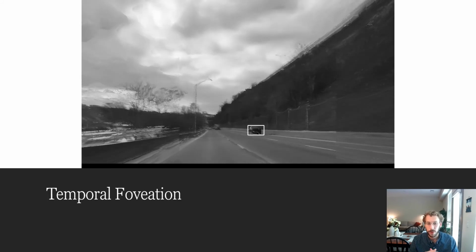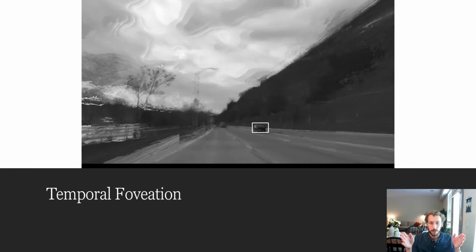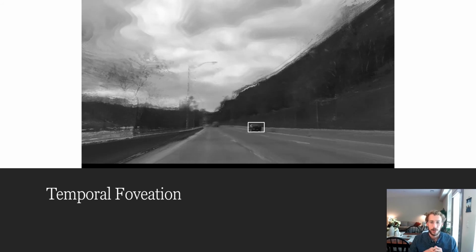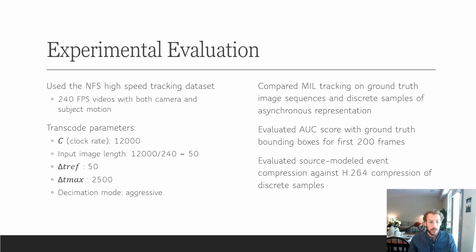So it's similar to spatial foveation, where the pixels are blurrier and in lower resolution as you get further from a given region of interest, except in this case, the blurring is actually occurring across the temporal domain, not the spatial domain. Now, our goal here is to evaluate the compression potential of an asynchronous representation for this given application. So we set up this experiment using the NFS high-speed tracking dataset, which consists of 240 frame per second videos, wherein both the camera and the subject are moving in most of them. We had the following transcode parameters. Details on this are in the paper, of course. And we compared just a single object tracking algorithm, multiple instance learning, on both the ground truth image sequences and discrete samples of the asynchronous representation.